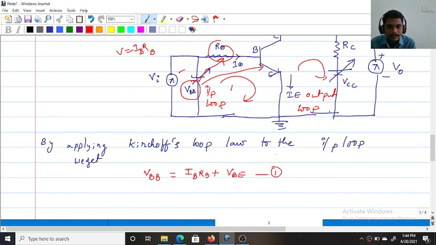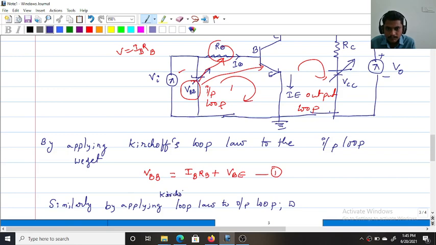Now similarly, by applying Kirchhoff's loop law to the output loop, we get the following. What is the output voltage? VCC.